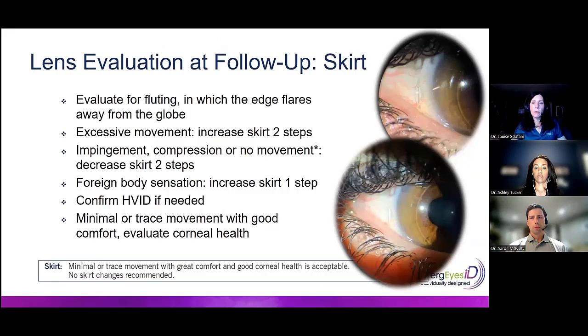And it could be a result of perhaps the HVID was measured incorrectly. So you might want to redo that, or it might just be the architecture of their sclera, where we know that the sclera is toric as well. So if it's fluting in one area, you obviously have to change the entire skirt. So it's better to go a little steeper than flatter, because a patient really does not like this fluting.